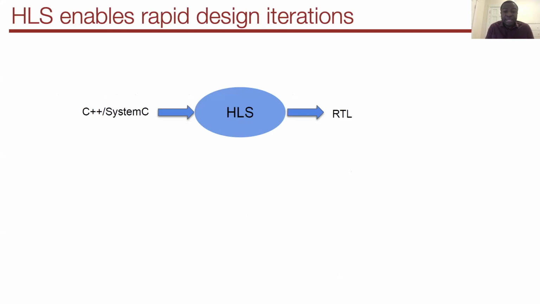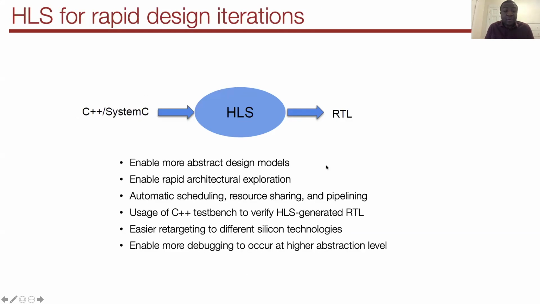Beyond sharing or reusing key system parts, designers can save a tremendous amount of time by raising the level of abstraction of their design to C++ or SystemC, and then use a high-level synthesis tool to convert the C++ design to RTL. So why use HLS? Besides designing in a more abstract way, HLS also enables rapid architectural exploration. It performs automatic scheduling, resource sharing, and pipelining.